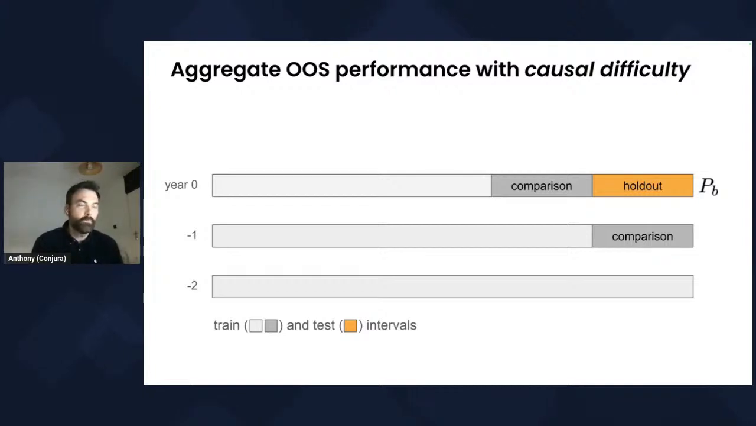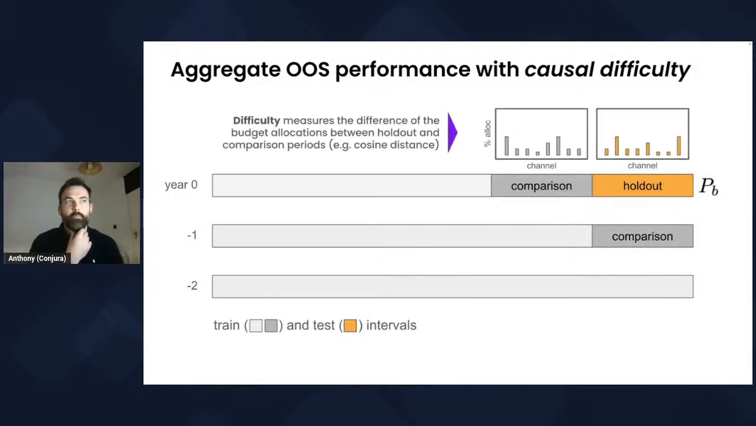Now, one way to think about the causal difficulty is to compare the marketing allocation in our holdout period. How is the budget, or some other measure, divided amongst our channels in the holdout, and how does that compare to related time periods, the dark gray? If we compare those two allocations, we can say, at least directionally, how difficult it is to make the prediction in the holdout set based on precedence.